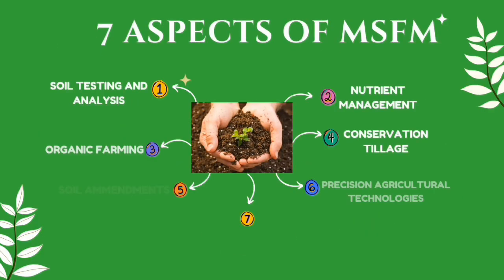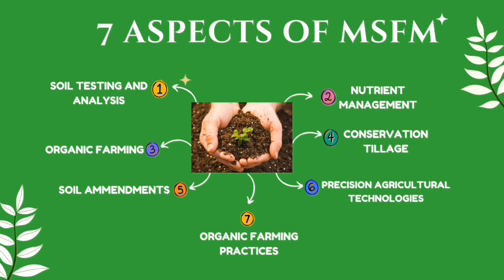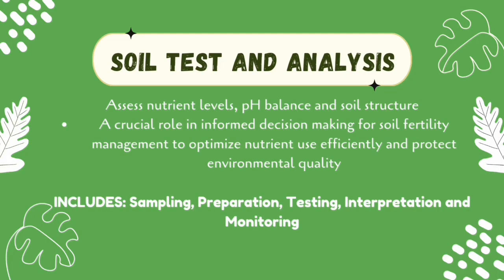We have 7 aspects of modern soil fertility management, or MSFM: soil testing and analysis, nutrient management, organic farming practices, conservation tillage, soil amendments, precision agriculture technologies, and integrated soil fertility management. To start, we have first the soil testing and analysis. Note the first aspect, soil testing and analysis. This aspect is to assess nutrient levels, pH balance, and soil structure.